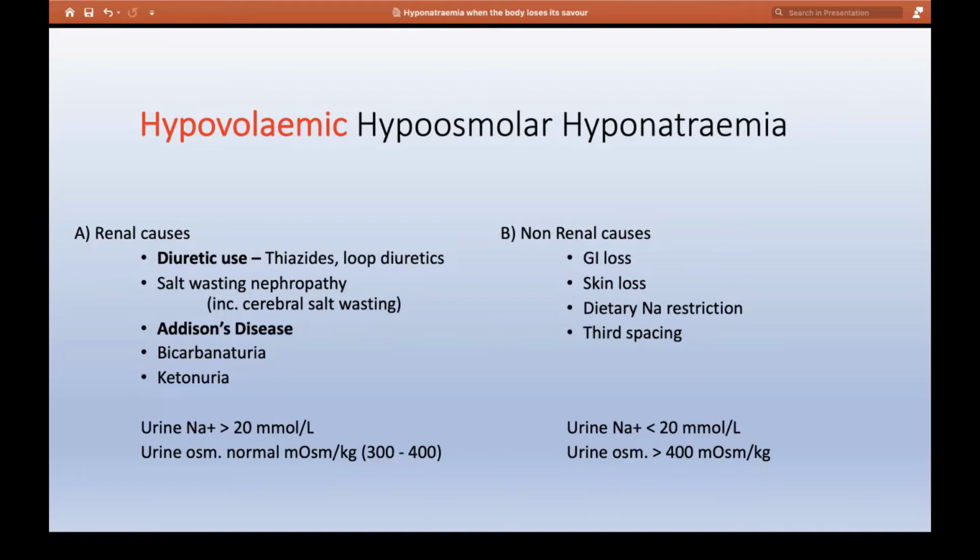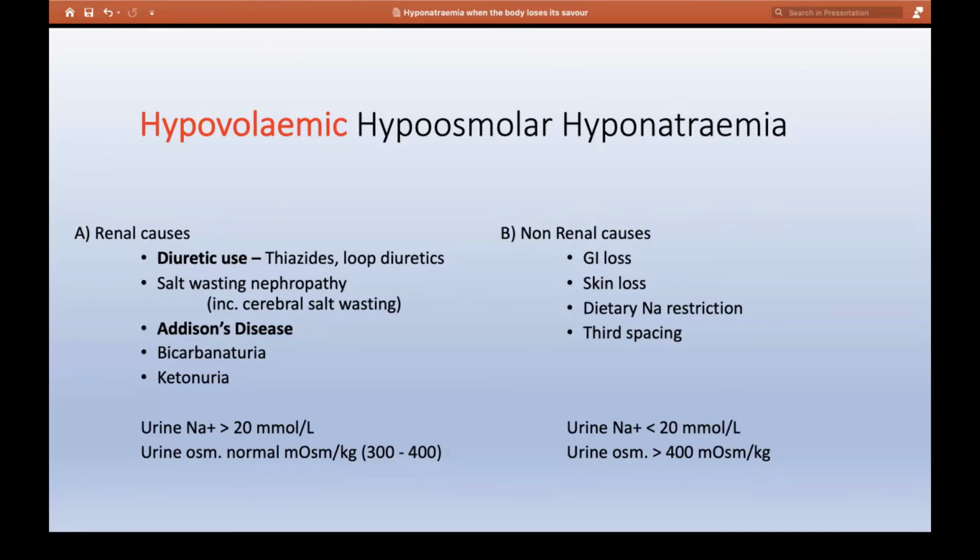There are other causes like salt wasting nephropathy, like cerebral salt wasting, which we will talk about in a while. People who are adrenally insufficient, like Addison's disease, have salt loss because they don't have cortisol acting on the kidney, and then the renin-angiotensin system is affected, giving rise to salt loss. So you see that the urinary sodium content is high in them. If you take a spot urine sample, you would see that the urine sodium is more than 20 millimoles per liter. So those are the renal causes.